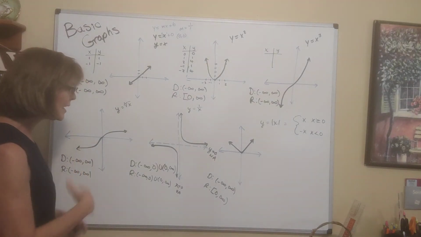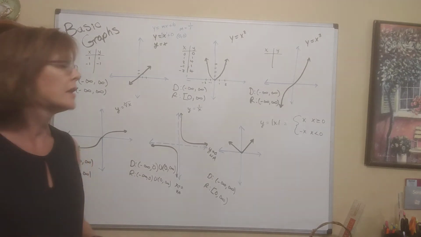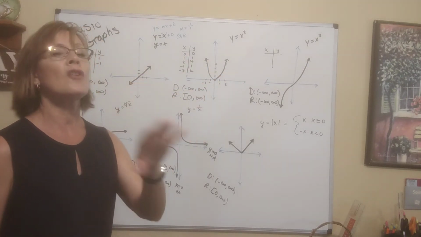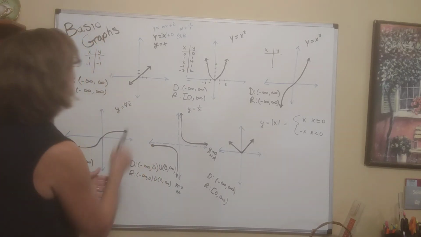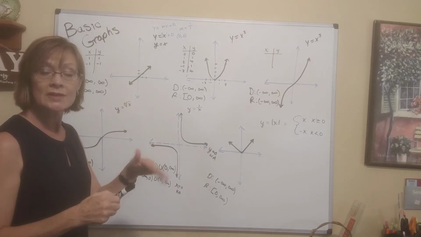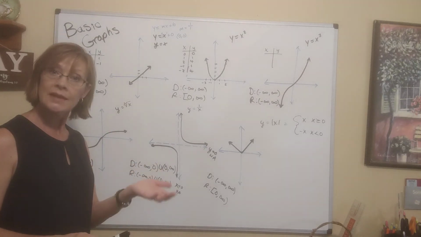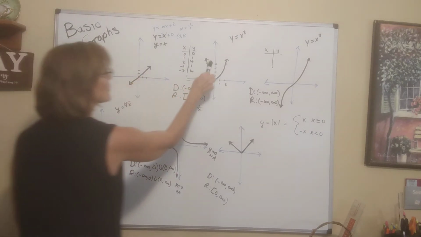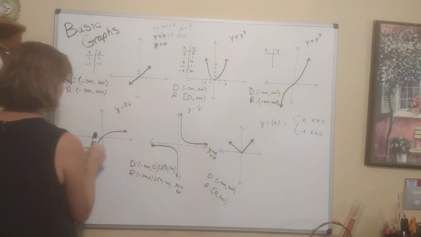Now, let's talk about something called whether a function is even or odd. These are all functions, meaning they've passed the vertical line test. Let's just do that real quickly. If I apply the vertical line test, can I pass a vertical line through this and have it touch more than once? If I can, it is not a function. If I can't, it is a function. All of these are going to pass the vertical line test.